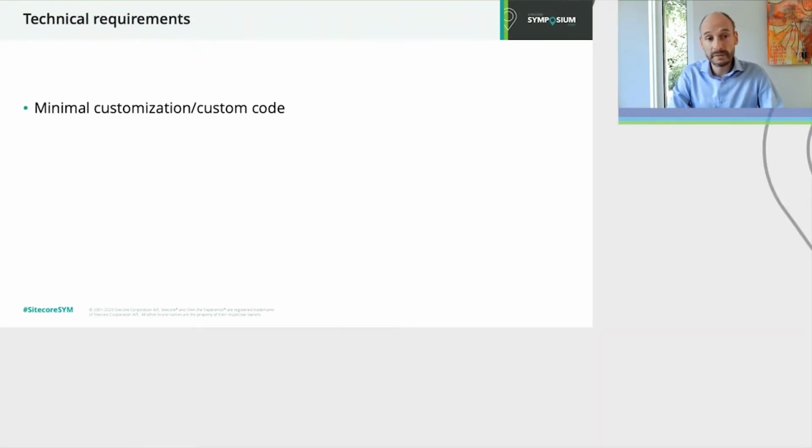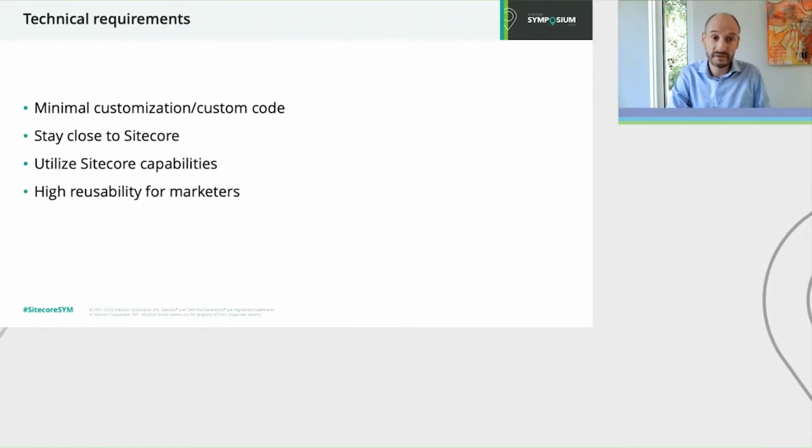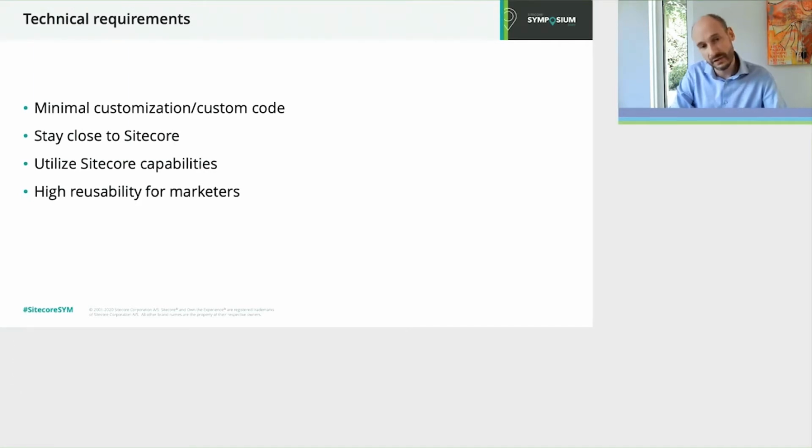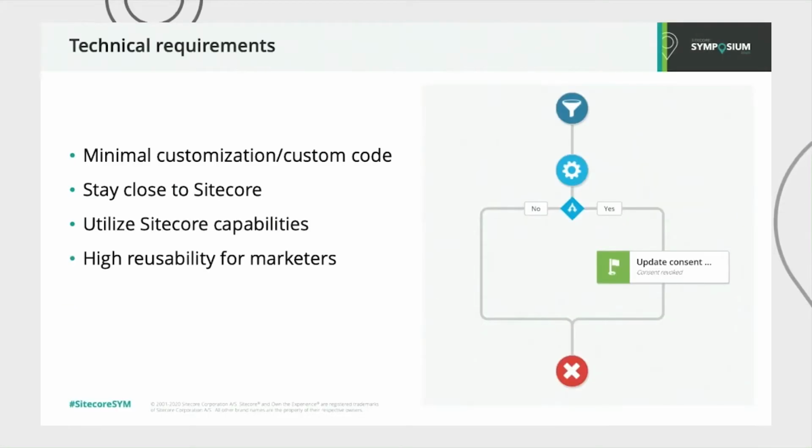The technical requirements would be that we want minimal customization, minimal code. We want to stay close to Sitecore and actually utilize the capabilities of Sitecore itself. And last but not least, I would like a higher reusability for marketers, so they can use the retention activities, the cleanup of the data whenever they actually need it to be executed. And there's only one thing that can solve all of this in this way, and that is an automation plan.